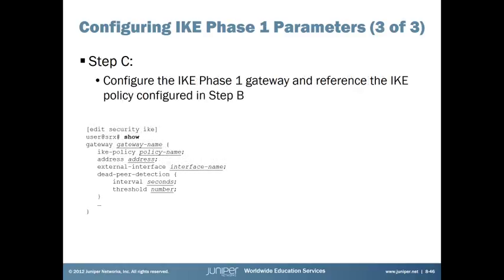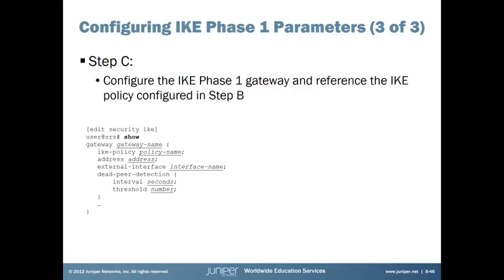Okay, step C, configuring IKE phase 1 gateway and reference the IKE policy, which we set up in step B. So under the edit security IKE, we're going to set up a gateway, give it a name, and reference the policy name. We have an address here of the other end of our connection. We have an external interface, which is our interface on our device, and dead peer detection, where we can say, when are we going to decide that the other end of the connection is dead? In other words, we've lost connectivity.